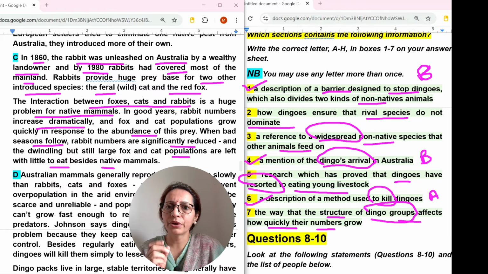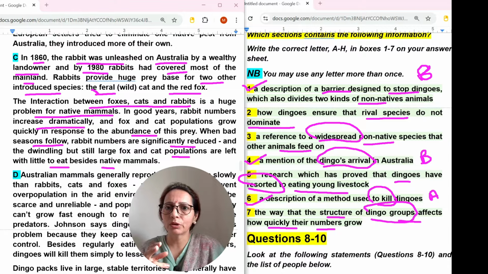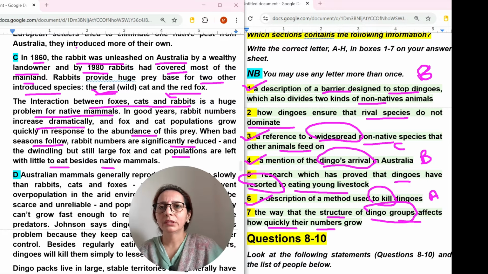Yeah, they are talking about rabbit also, a cat also, red fox also. So in reference to a widespread, definitely in these two paragraphs, they are talking about how the rabbit population had grown up, non-native species that other animals feed on. Other animals, they are talking about this wild cat and red fox. So C number we will select for third number. Okay, let's go to fourth number, D number paragraph.